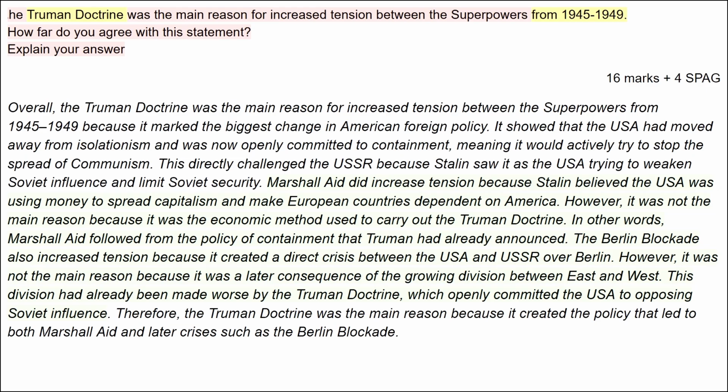So there I've gone. These are the things I talked about. This is why they were not as important. And that really pushes you from a level 3 into a level 4. It's acknowledging other events and going into why they weren't as important. And then just a sentence to conclude and link back. Therefore, the Truman Doctrine was the main reason because it created a policy that led to both Marshall aid and later crises such as the Berlin blockade.